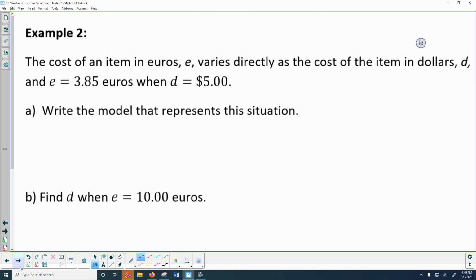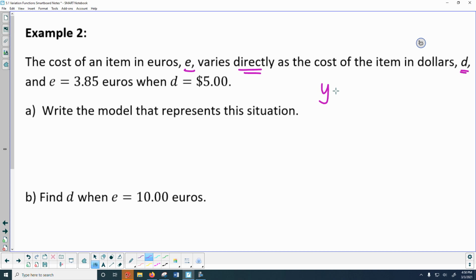Now, we also can use this in a word problem. So, for our direct variation, let's read our setup and see how we would solve this. The cost of an item in euros E, so there's my variable, varies directly as the cost of the item in dollars D. E is equal to 3.85 euros when D, the dollar amount, is equal to $5. So write the model that represents this situation.